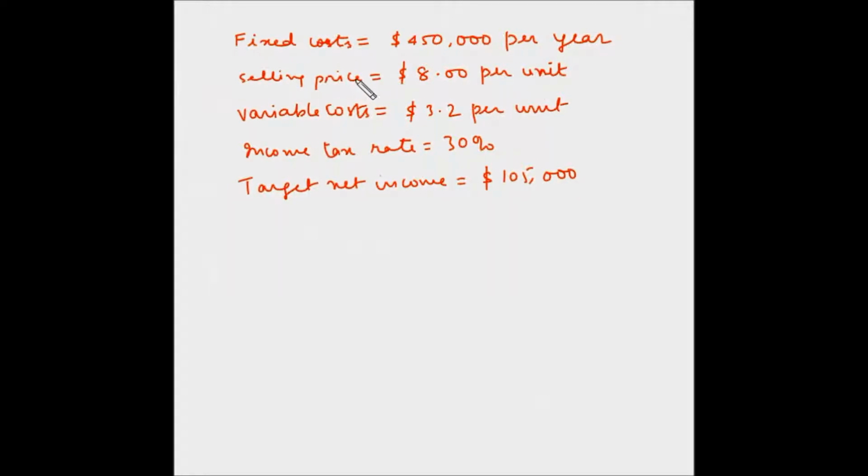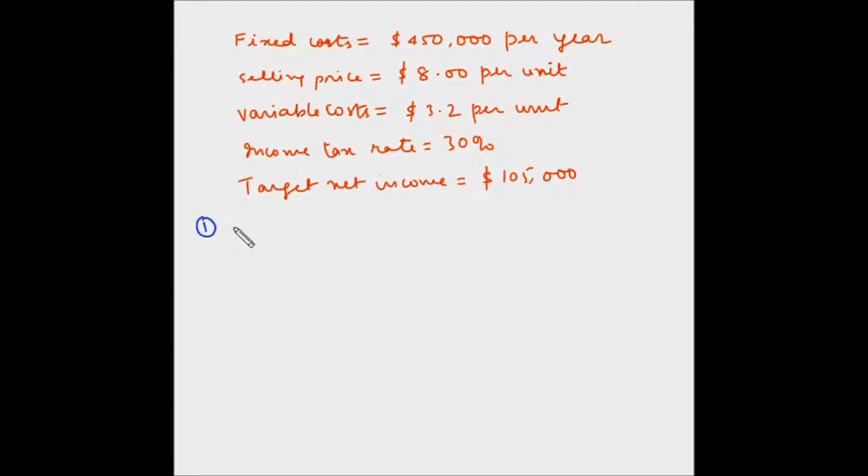So here, the information given to us is that the fixed costs are $450,000 per year. The unit selling price is $8. The unit variable costs are $3.2. The income tax rate is 30%, and the target net income is $105,000.